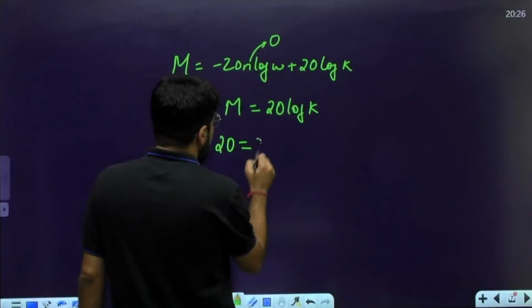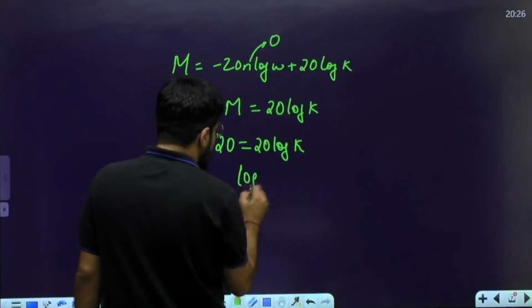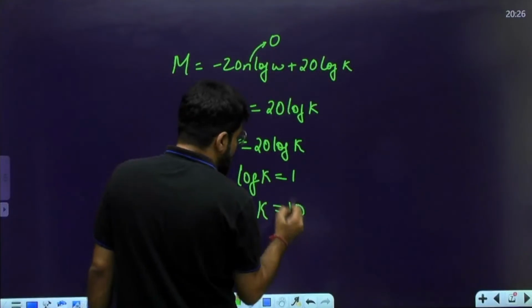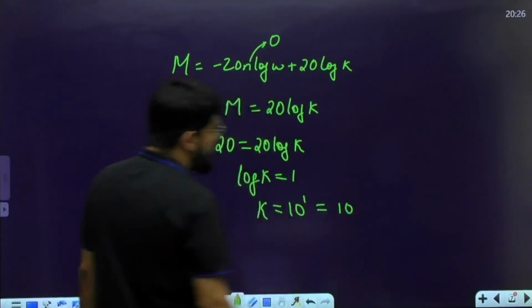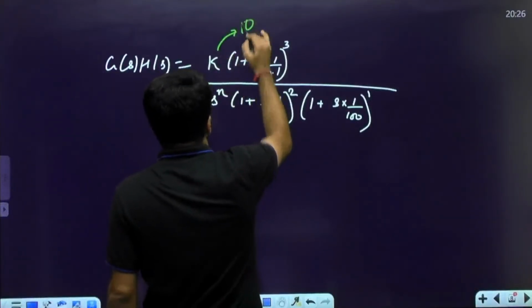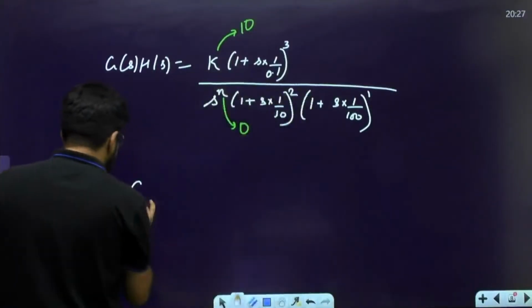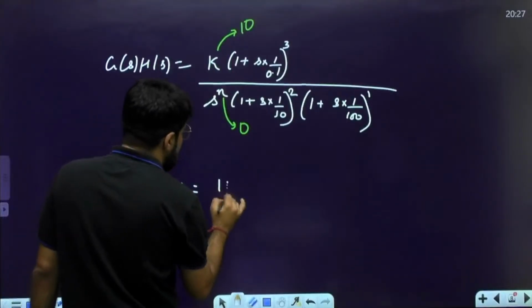20 is equal to 20 log k. Okay, so that means log k is 1. So what is k? This is log to the base 10. So if log k is 1, k should be 10 power 1. That means k equal to 10. So now here I can put down k equal to 10 and n equal to 0, and I can see what is the G(s)H(s) coming out to be. What is the G(s)H(s)? It is 10.